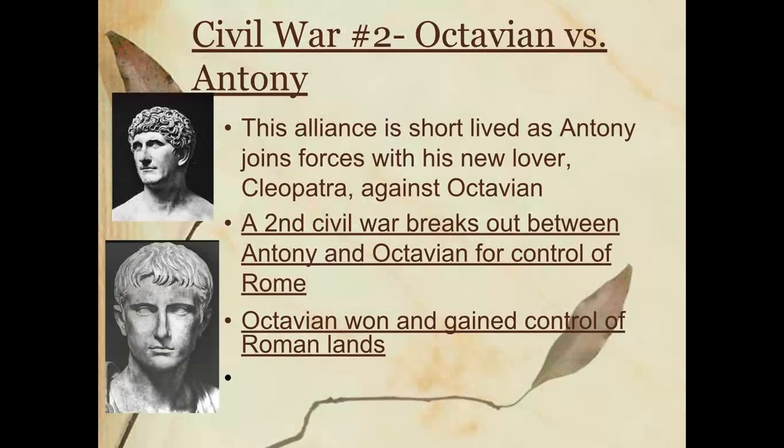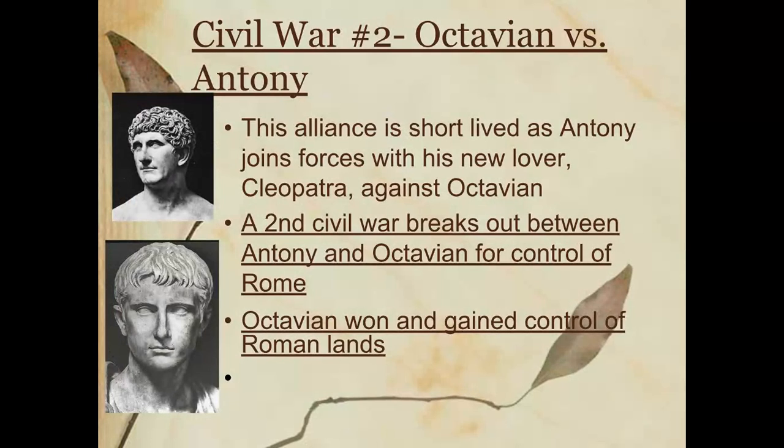And so Mark Antony pretty much alienates a lot of the Roman people because he and Cleopatra are doing some really lavish and crazy things. And so a civil war breaks out between him and Octavian. In the end, Octavian wins and he gains control of all Roman lands. And thus we have Rome's very first emperor.